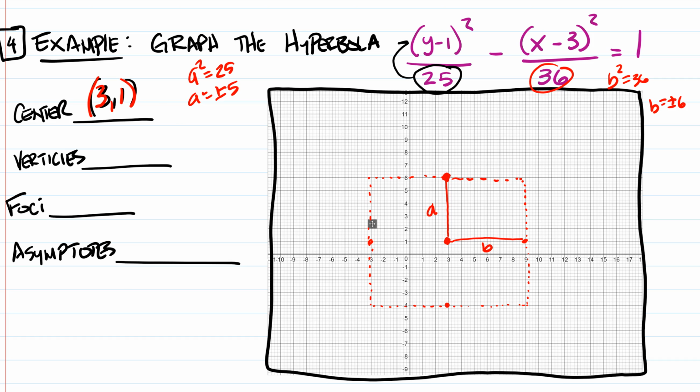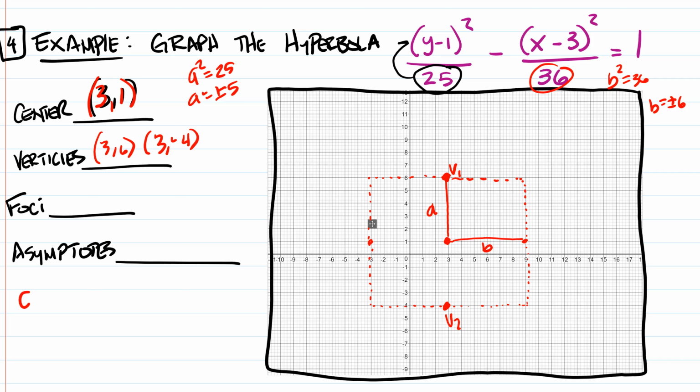One vertex is here, and that's located at 3, 6. So 3, 6 is one vertex. The other vertex is down here, so I'll do V1 and V2. So that'd be 3, negative 4. 3, negative 4. And then ask me where the focal points are.